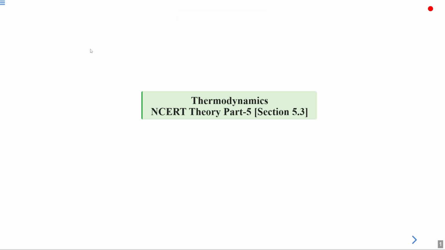So today we will see the theory part 5 of the chapter Thermodynamics, where we will cover the section 5.3 of the NCERT.